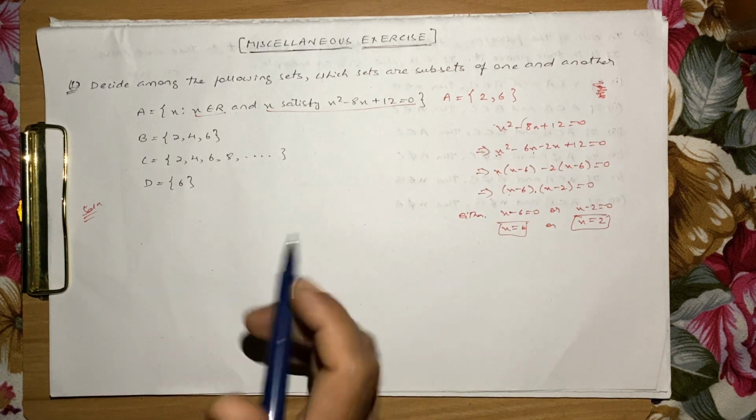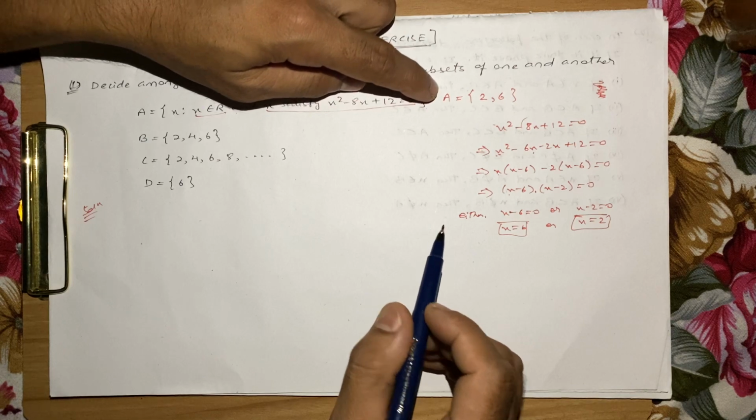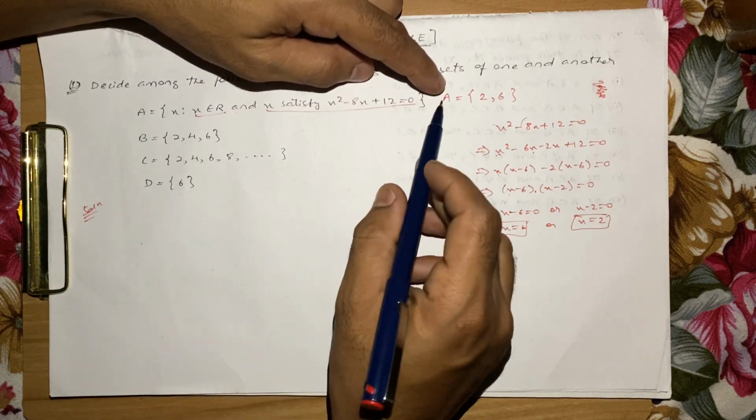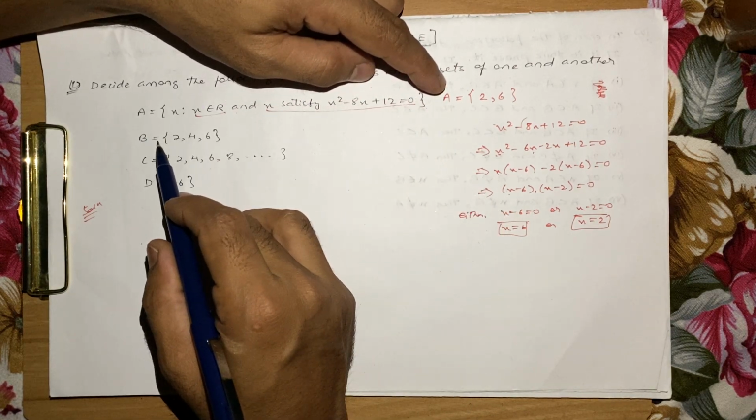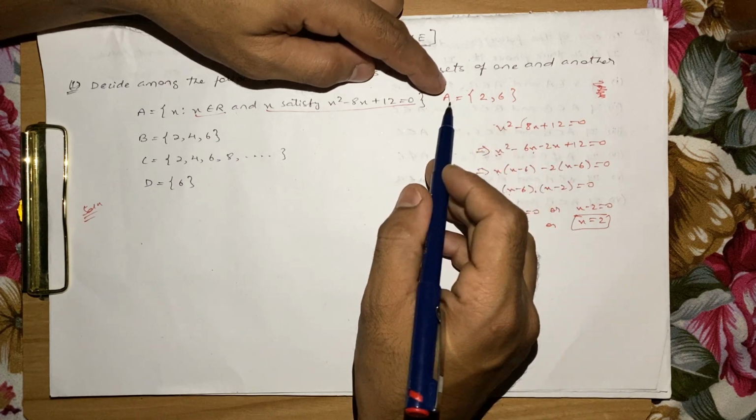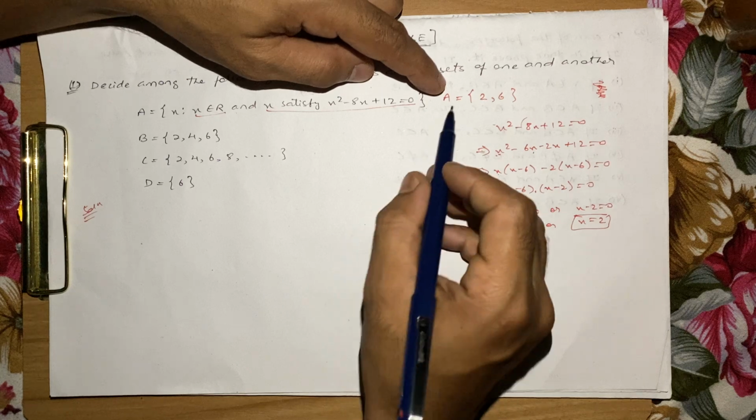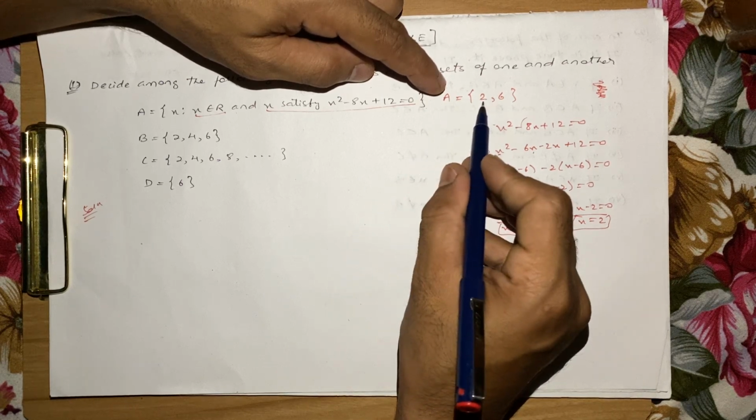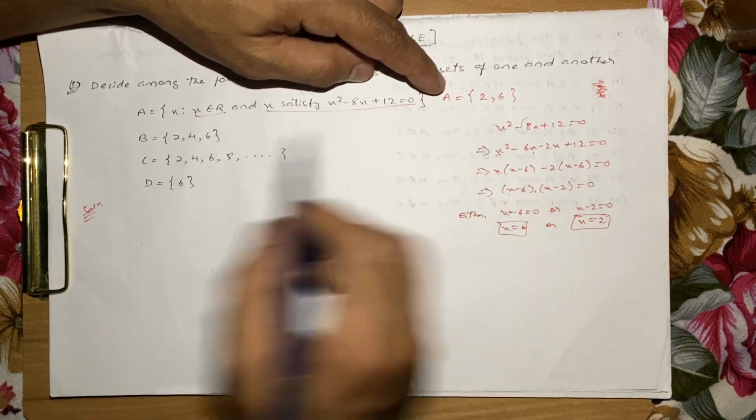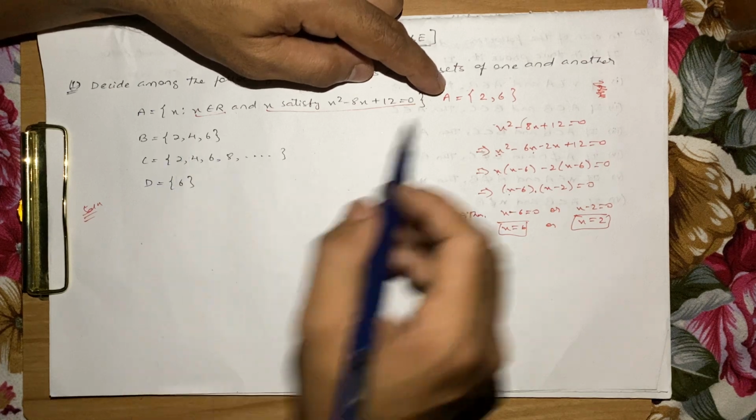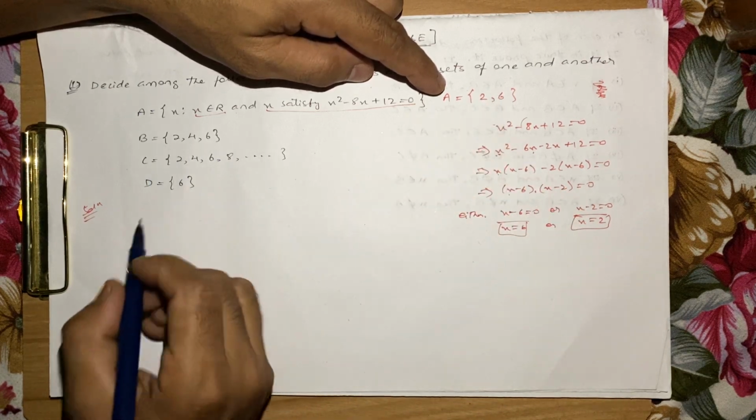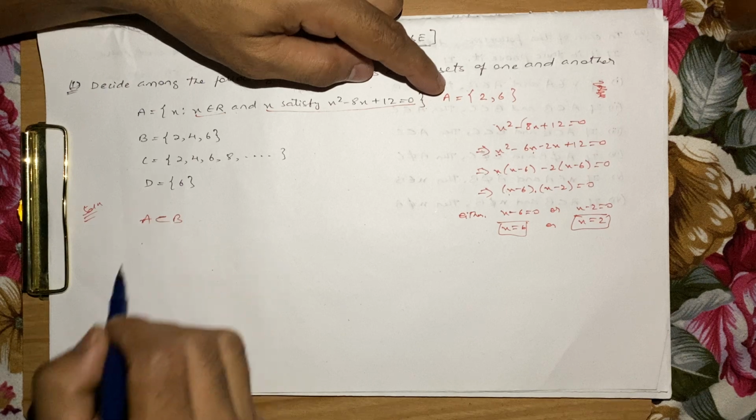Now let's decide. Let's compare the set A with the other ones. Now A is a subset of B. Let's check. If all the elements of set A are present in the set B, then A will be a subset of B. Let's check. The elements of set A are 2 and 6. The elements of B are 2, 4 and 6, means all the elements of set A are present in the set B. So A is a subset of B.